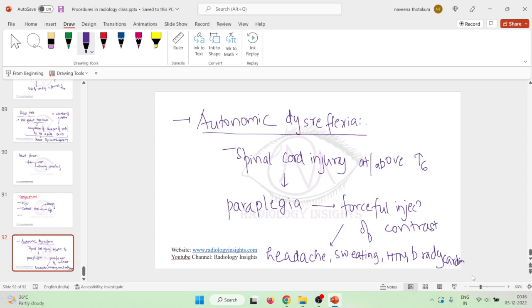This can be treated. The treatment of autonomic dysreflexia: number one, you can relieve the bladder distension, because we are distending the bladder. Or you can also give a drug, diazoxide, in the dosage of 3 to 5 milligram per kg. So this is about autonomic dysreflexia.